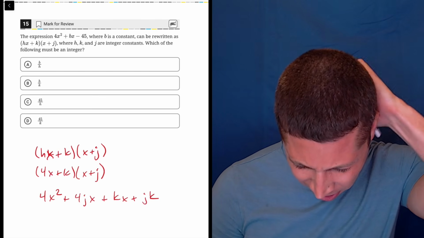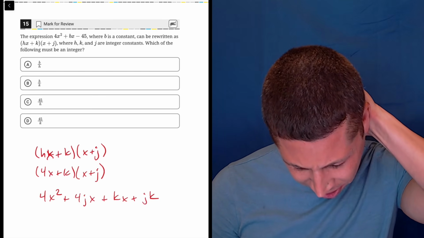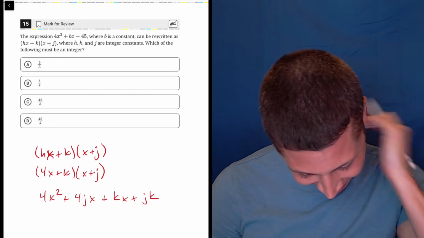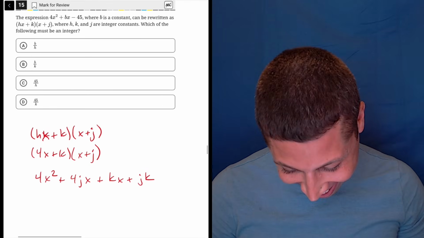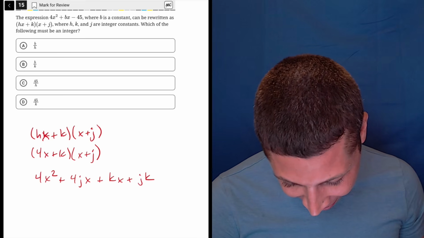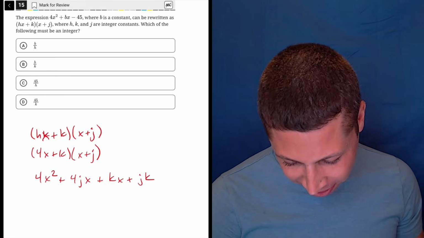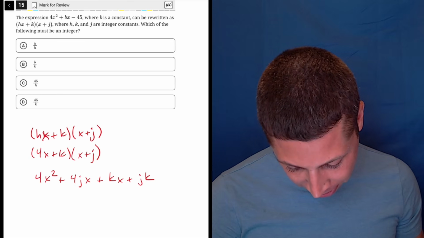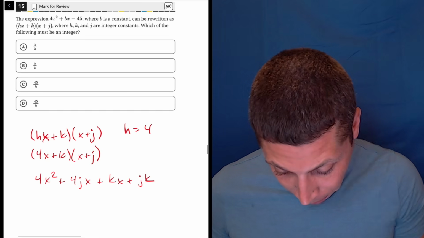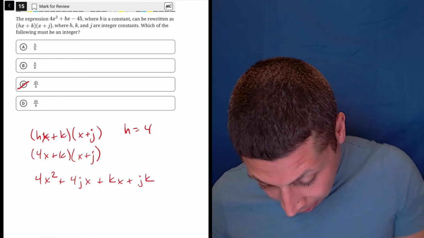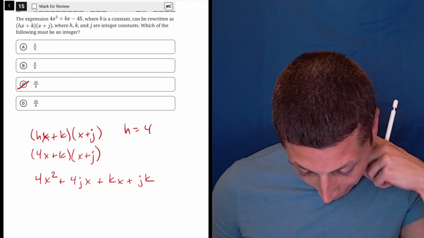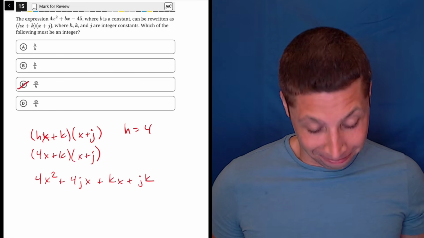So, which of the following must be an integer? What? Okay. I have no idea where this is going. There's got to be an easy way to think about this. Can I just assume that k and j are... Which of them must be an integer? Okay, well, let's see. I know h is 4. So 45 divided by 4 is not an integer. 45 divided by k, I don't know.